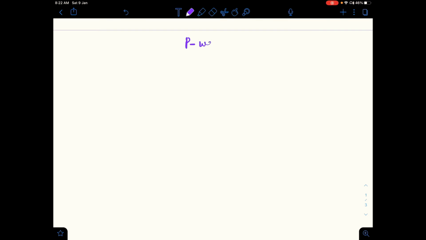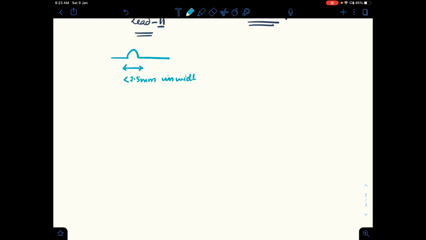The P wave is usually checked in two leads: lead 2 and lead V1. In lead 2, which is the most common lead that we check, we will see a single peak of P wave, the normal being less than 2.5 millimeters in width and the height also being less than 2.5 millimeters.